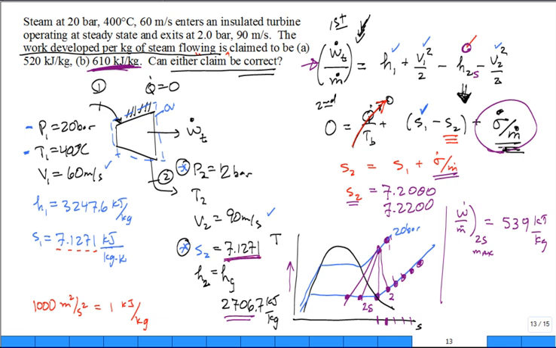Why is it? Because from the second law, S2 is equal to S1 plus the amount of generation. If it's completely reversible, sigma dot over m dot is zero, and that gives us the lowest value of S2. I know it's a couple steps in the logic. The first time you're exposed to this logic, it's maybe too many steps. But hopefully that makes sense.